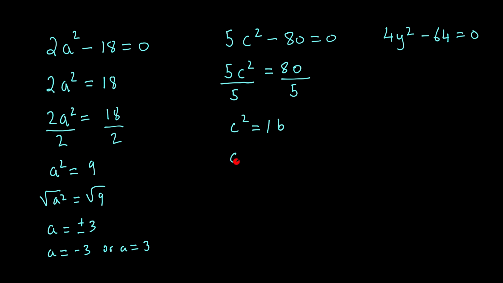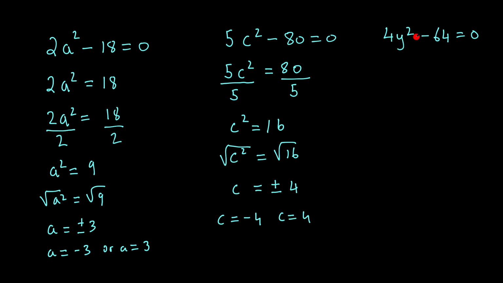So taking the square root of both sides, that will give me c is equal to plus and minus 4. So my solution is c is equal to minus 4, c is equal to 4.